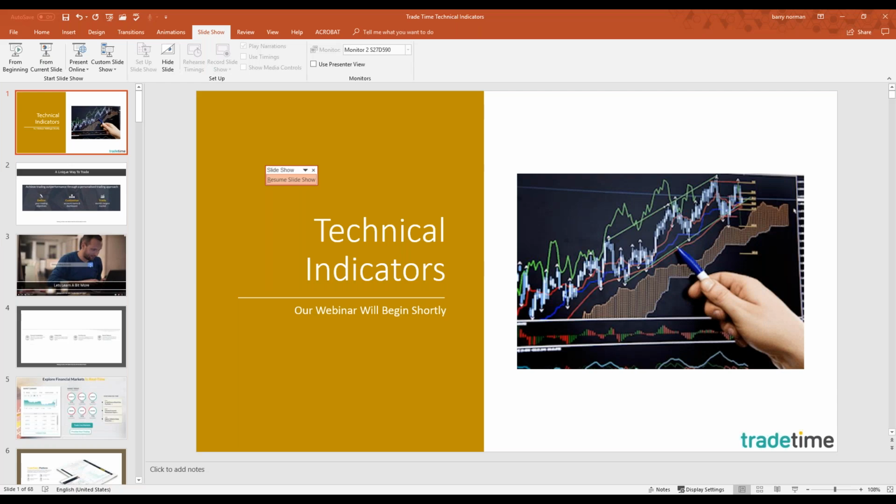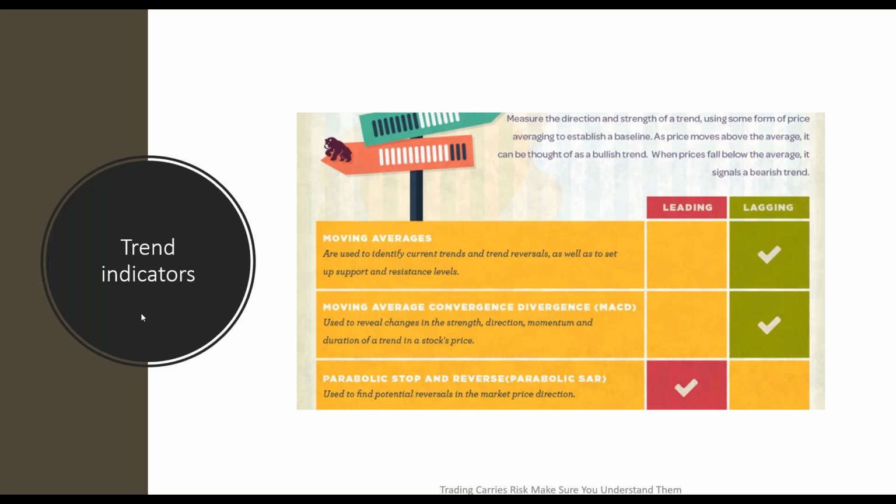I just want to take you back to the PowerPoint here. So trend indicators, again, measure the direction and strength of a trend using some form of price averaging to establish a baseline. As price moves above the average, it can be thought of as a bullish trend. When price falls below the average, it signals a bearish trend. And as you can see here, three of the most popular: moving averages, MACD and parabolic stops.